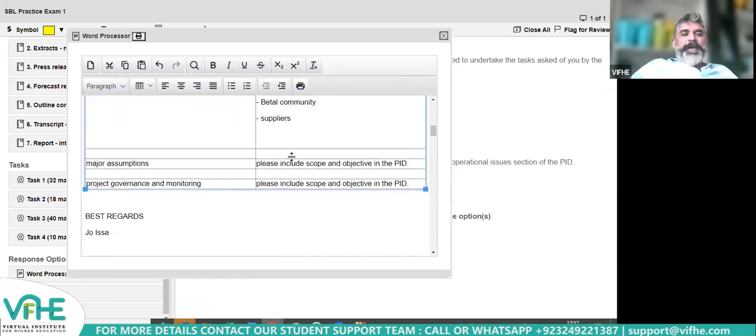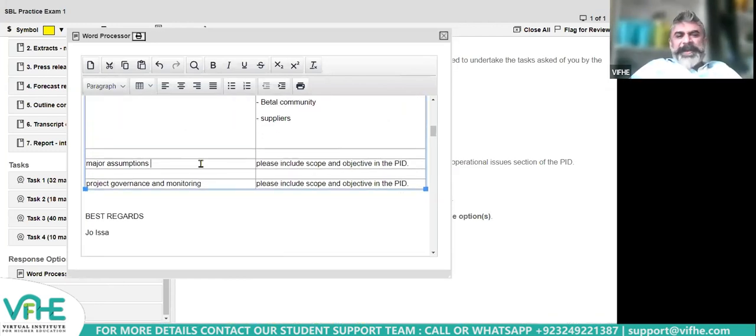All right, the third one is major assumptions. Let's delete this because it is difficult to explain this in the exam, and also there is no information available so that we will not be able to link with the case. Okay, so from an exam point of view, you might get stuck in this. So let's skip this. Let's talk about project governance and monitoring.